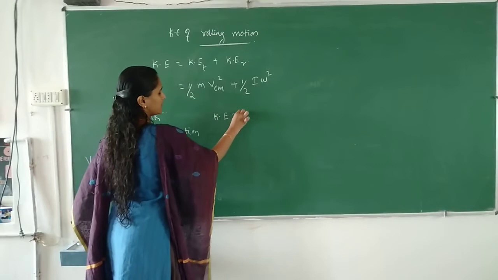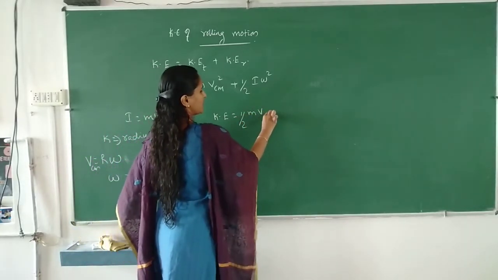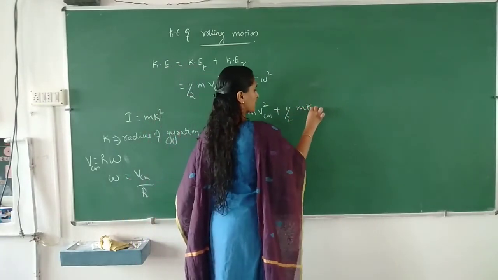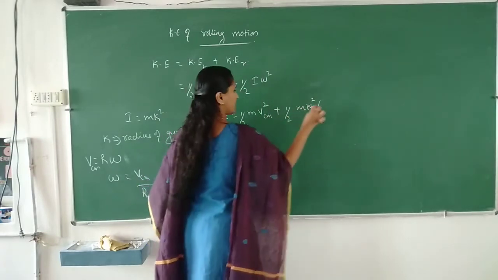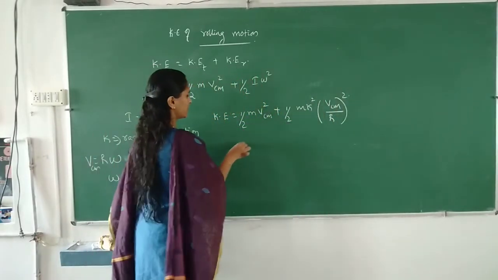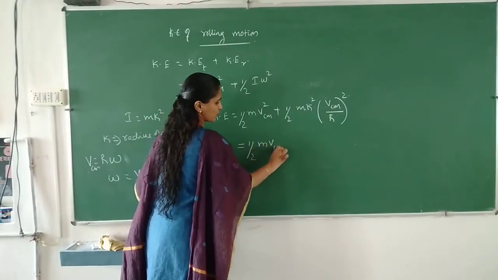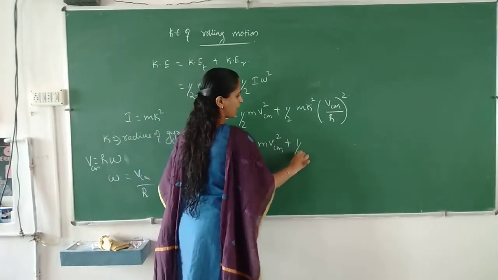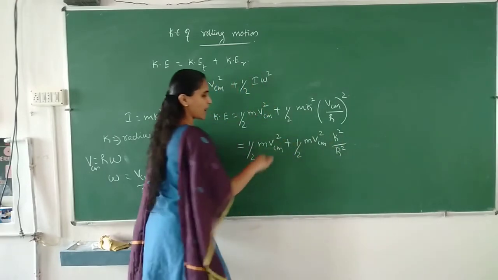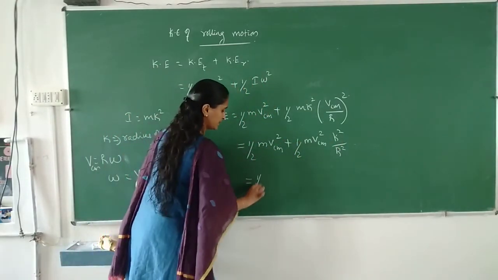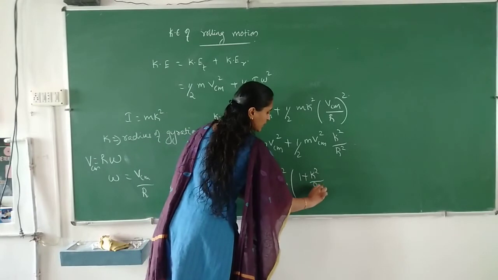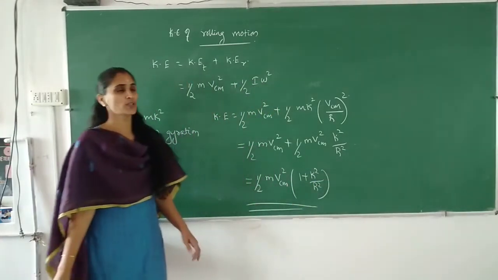What you get, kinetic energy is equal to half m Vcm square plus half, instead of I we can write mk square, instead of omega we can write Vcm by R. It can be written as half m Vcm square plus half m Vcm square k square by R square. So half m Vcm square can be taken common, giving 1 plus k square by R square. So this is the kinetic energy associated with rolling motion.